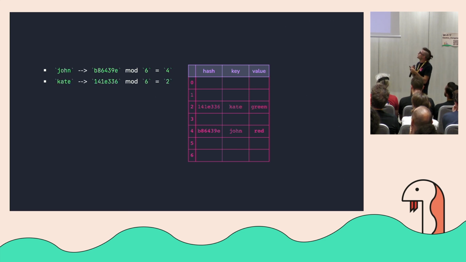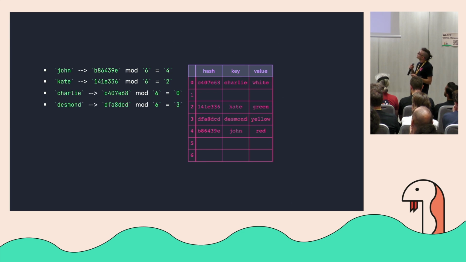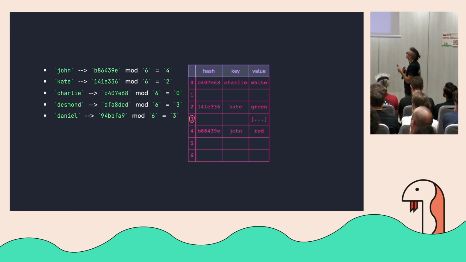And we do the same for every value. We have Kate in position 2, Charlie in position 0, Desmond in position 3. Then we have Daniel, and the result of the operation is 3. But as you may notice, position 3 is already occupied. This is something similar to a hash collision. And in this case, the theory says that the item is moved into a list in which there's going to be both Desmond and Daniel.